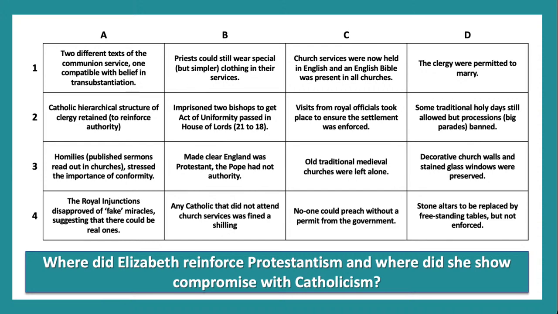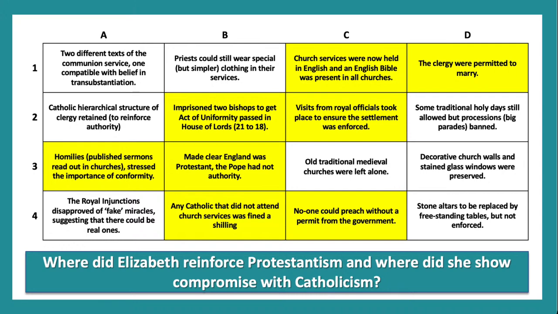Okay. Shall we have a little look? There you go. So we tried to make it even. So sort of eight on one, eight on the other. Now, the yellow obviously shows where Elizabeth is trying to reinforce Protestantism and drive forward her religious changes. And you'll see if you look at A3 with the role of published sermons, she's using this as a form of propaganda to stress the importance of supremacy and uniformity. Likewise with C4, this is essentially censorship, isn't it? Restricting people from preaching unless they get a permit from the government and essentially preach what Elizabeth wants.